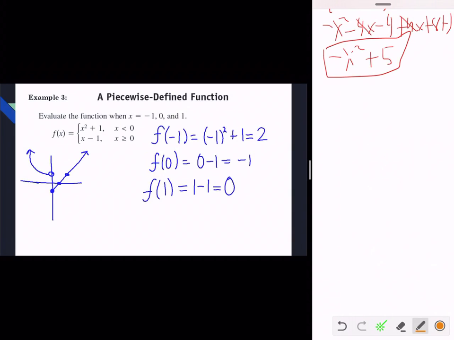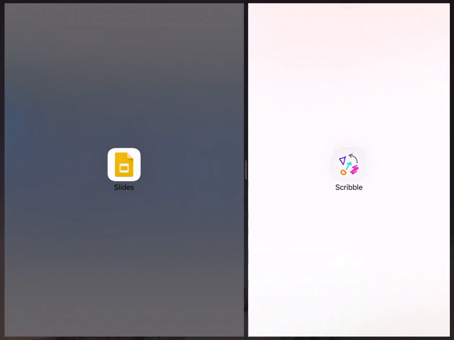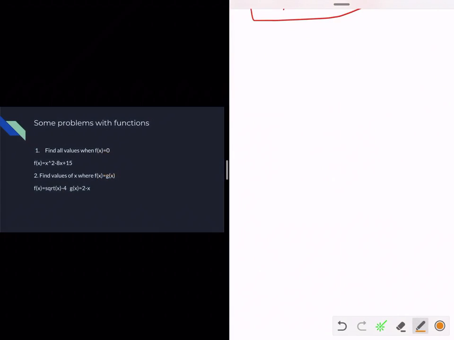And you may be asked to find f of negative 1. Since negative 1 is less than 0, you would use the x squared plus 1 equation to solve. Or if you have x equals 1, or f of 1, you would use the x minus 1 equation since x is larger than 0 in this case. Let me expand this back. And now just a couple problems with functions.